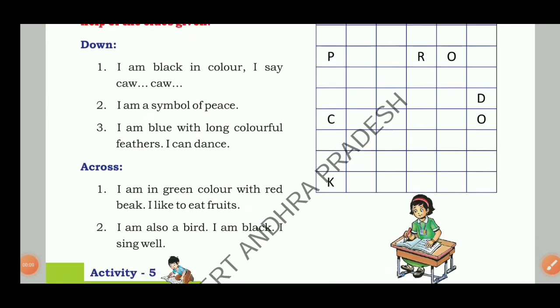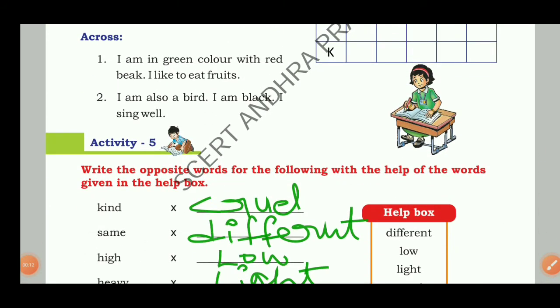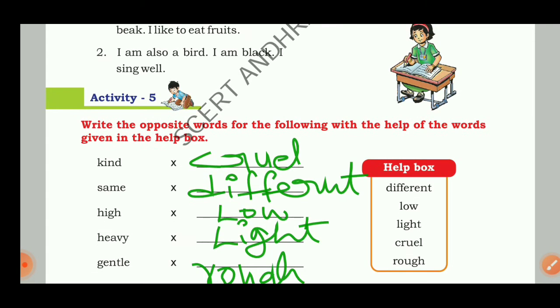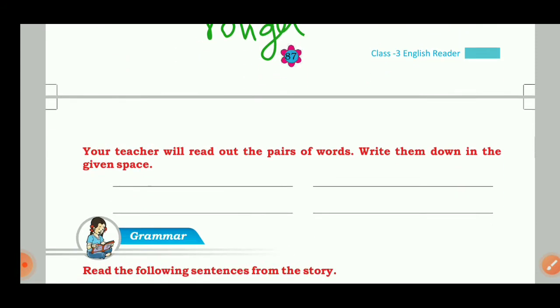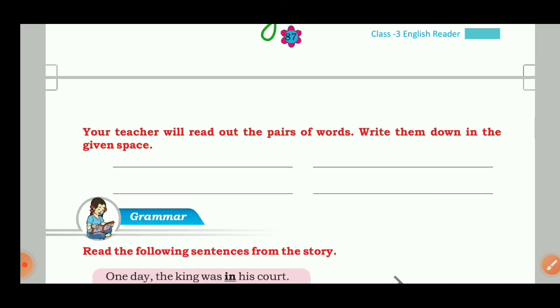Vocabulary. Write the opposite words for the following with the help of the words given in the help box. Opposite words. Kind. Help box lo. Kind ka opposite word. Cruel. Same. Different. High. Low. Heavy. Light. Gently. Rough. Opposite words. Your teacher will read out the pair of words. Write them down in the given box.